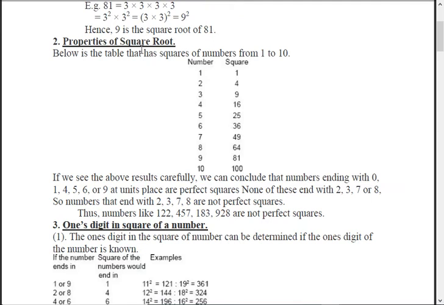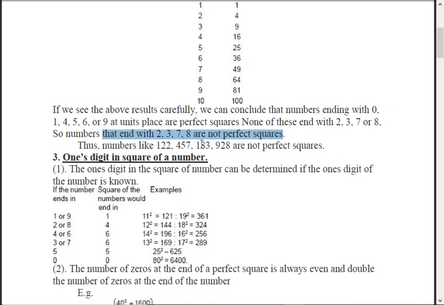Properties of square roots. Below is the table. See this, squares of numbers, 1, 2, 3, 4 and these squares. If we see the above results carefully, we can conclude that the numbers ending with 0, 1, 4, 5, 6 or 9 at units place are perfect squares. See all these numbers. Is anyone ending with 2, 3, 7 or 8 over here? No. So the numbers ending with 2, 3, 7 or 8 are not perfect squares. So quite simple, 122, 457, 183, 928 are not perfect squares.